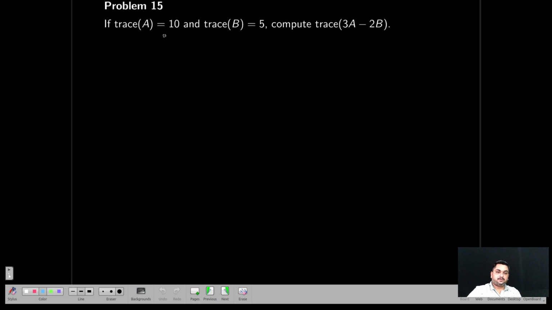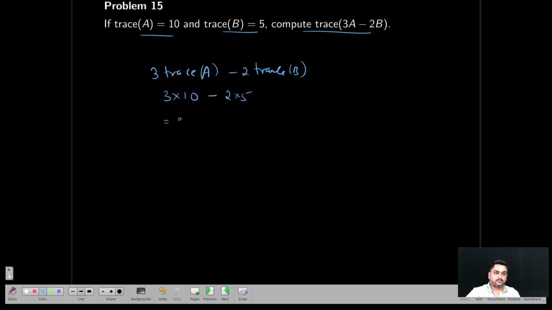If trace of A equal to 10 and trace of B equal to 5, compute trace of 3A minus 2B. So again apply the property. 3 into trace of A minus 2 into trace of B. So this is 3 into 10 minus 2 into 5. So this is 20.